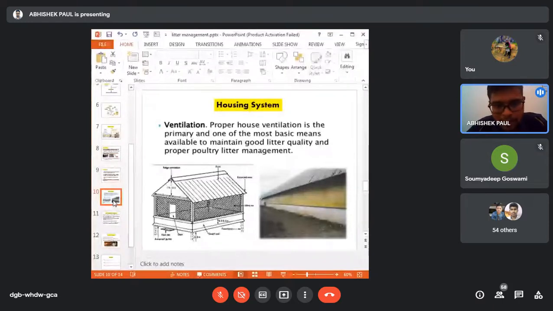ventilation. Proper ventilation should be there, as I have already explained in case of dairy housing also, so that the temperature and humidity inside the house will be maintained, and the excess ammonia will go from inside to the outside. So this is the importance of the housing system in case of poultry, and it is very important. The hygienic part I will be explaining later on. So today it is up to this only.